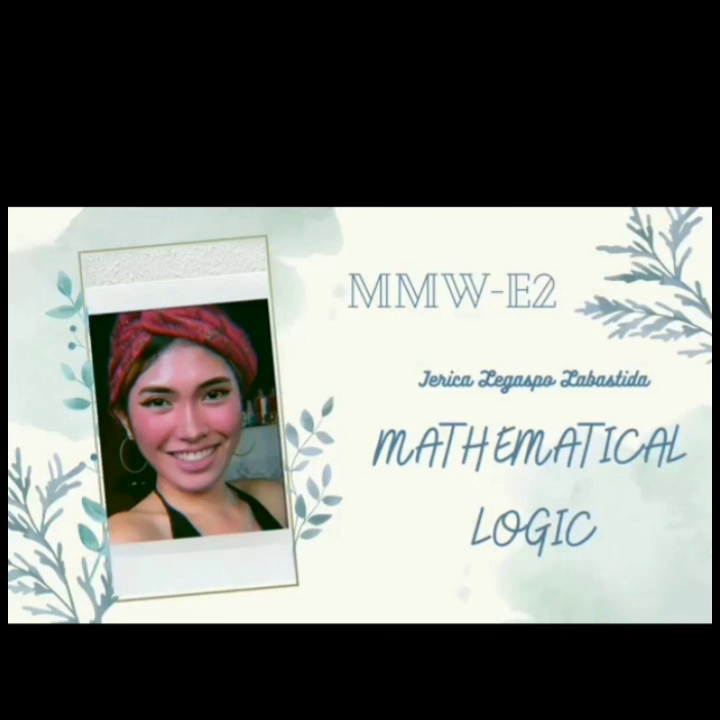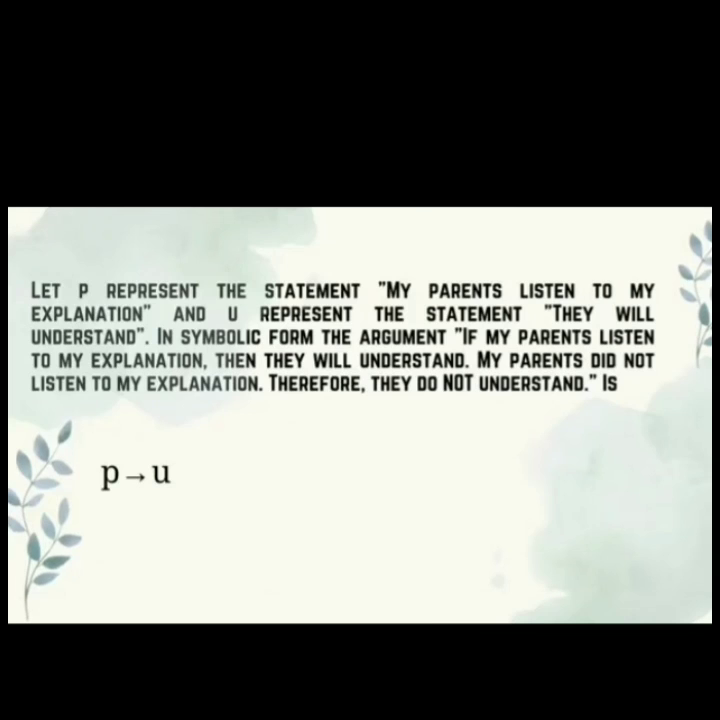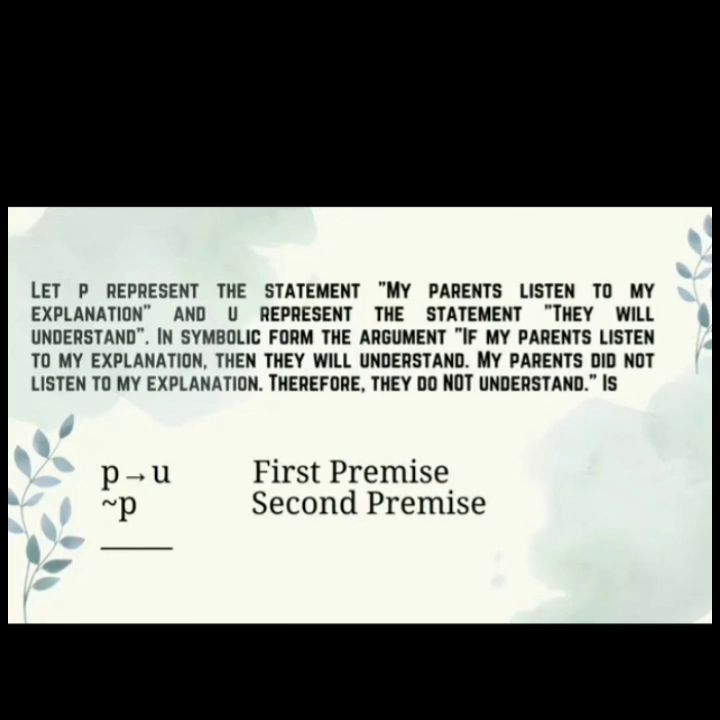So, let's start. In this statement, we're going to determine the validity of the following argument. Let P represent the statement my parents listen to my explanation, and U represent the statement they will understand. In symbolic form, the argument: if my parents listen to my explanation, then they will understand. My parents did not listen to my explanation, therefore they do not understand.